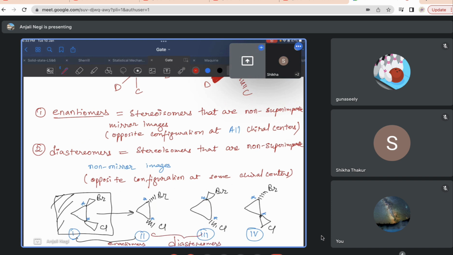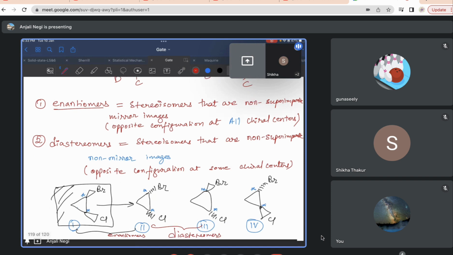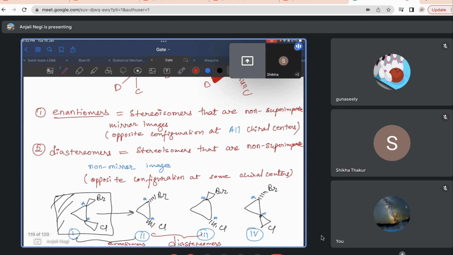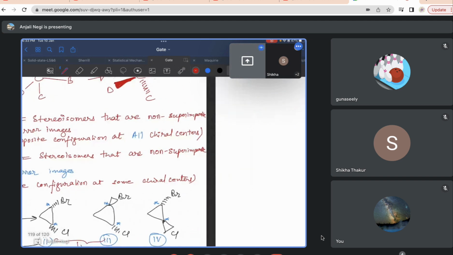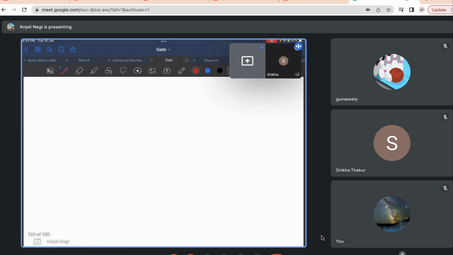These are 2 and 3. And for the third and fourth, I will just tell you that those two are enantiomers, and you can check by reflecting the third one or the fourth one, and you will find that both are again mirror images, and they are non-superimposable, sorry.